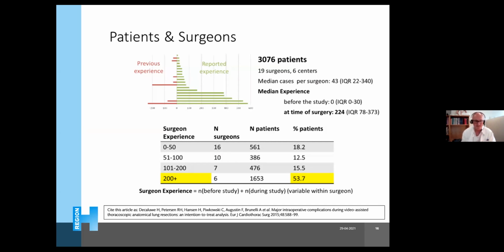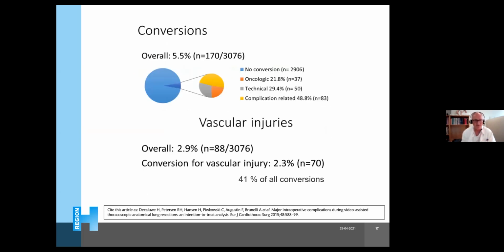There's many findings in this paper. I'll just highlight a few things. Conversions overall 5.5%. Half of those were complication related, half were technical or oncological related. And really many of the conversions were due to vascular injury. So that is the single most important factor. 41% of all conversions were due to a vascular injury. So you should be prepared for that, dealing with the major resections by VATS.